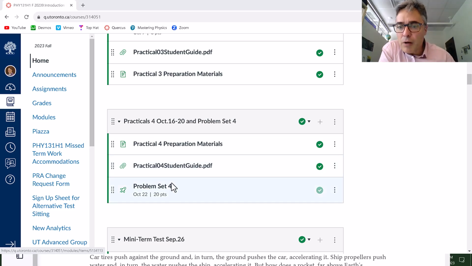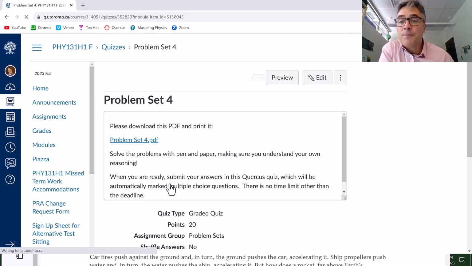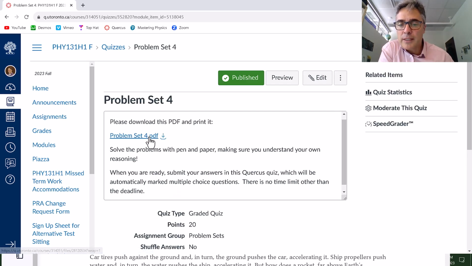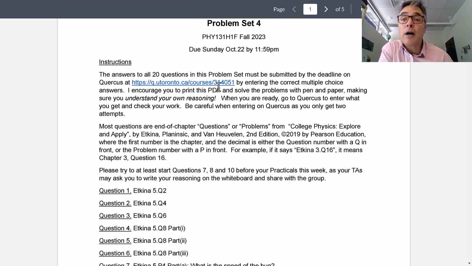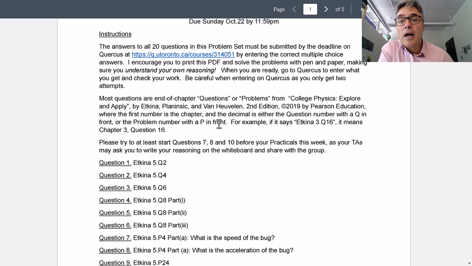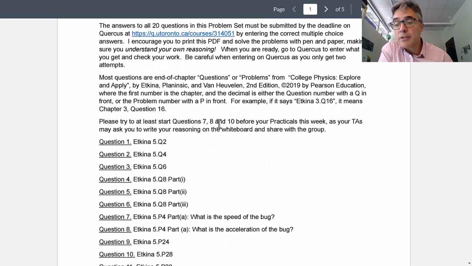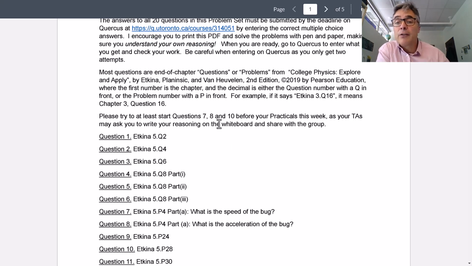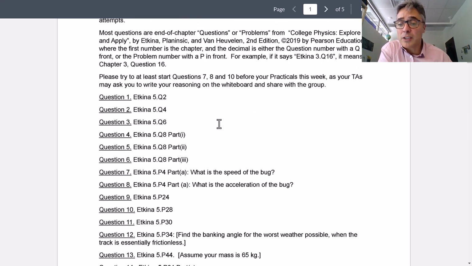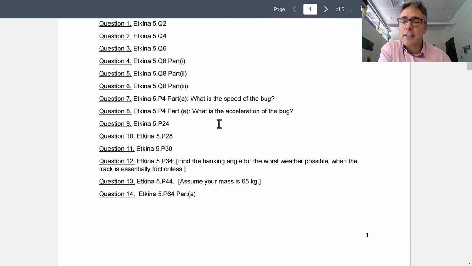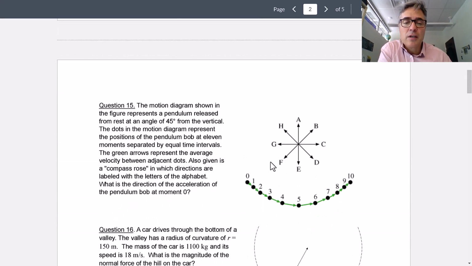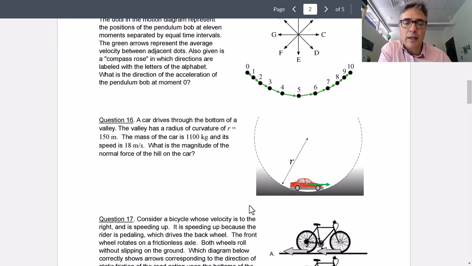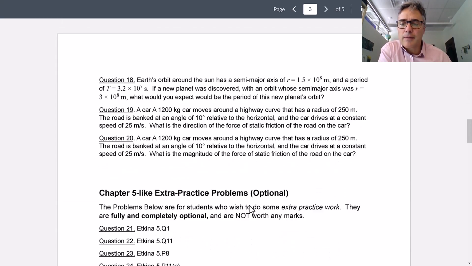And then the problem set, which is all on chapter 5, circular motion stuff, is due on October 22nd. This is 20 multiple choice questions that you have to go on to Quarkus and submit. I highly encourage you to print this one out, use pen and paper, and write out your solutions to all these 20 questions. And when you've got it, go on to Quarkus and type in the answers. There's a mix of conceptual questions as well as numerical questions, and there's 20 of them.